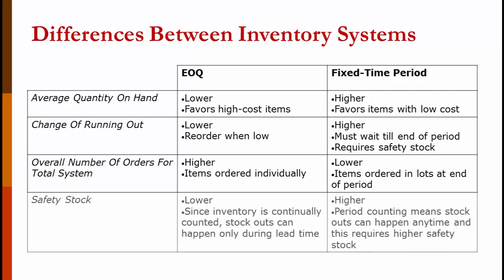Safety stock is extra inventory that you carry to keep from running out. The higher your probability of running out, the more safety stock you're likely to carry. Since the chances of running out are higher with a fixed time period model, you're going to carry more safety stock. Since the chances are lower with an EOQ model, you're going to carry less safety stock.